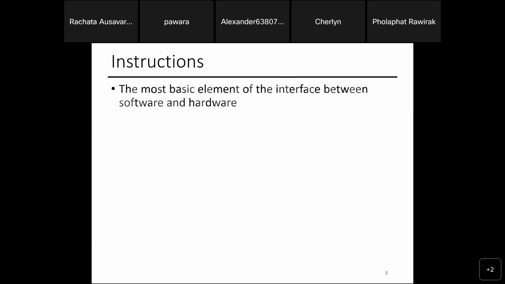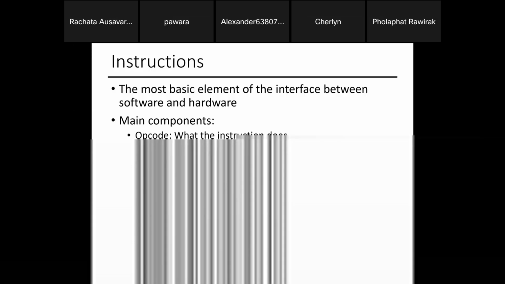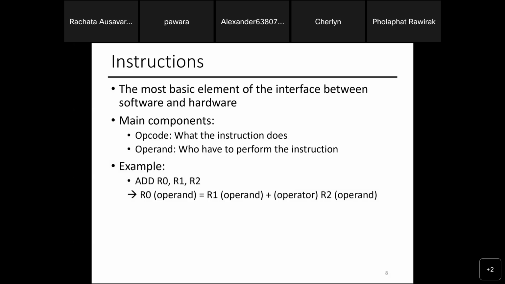All right. So an instruction is basically the most basic element that interfaces between your software and hardware, right? Now, if you zoom in, it has 2 components. Again, the verb and the subject. The opcode: what does the instruction do? The operands are the who have to perform the instruction. For example, if I want to write a really dummy instruction that says add R0, R1, R2, these are registers. Think of them as temp variables. In this case, let's say it means that I want to add R1 and R2 together, and write the result to R0.